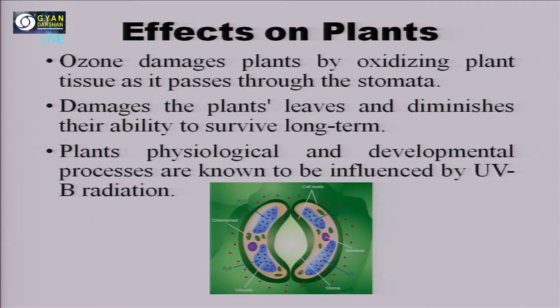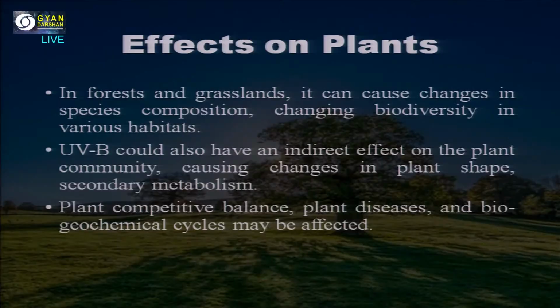The effects on plants can also extend to forests and grasslands, as it can cause changes in species composition, in biodiversity, and in the various habitats. UVB can also have an indirect effect on the plant community, with a lot of morphological changes and alterations in plant shape, secondary metabolism, and the plant competitive balance. Certain plant diseases and biogeochemical cycles will also be affected.